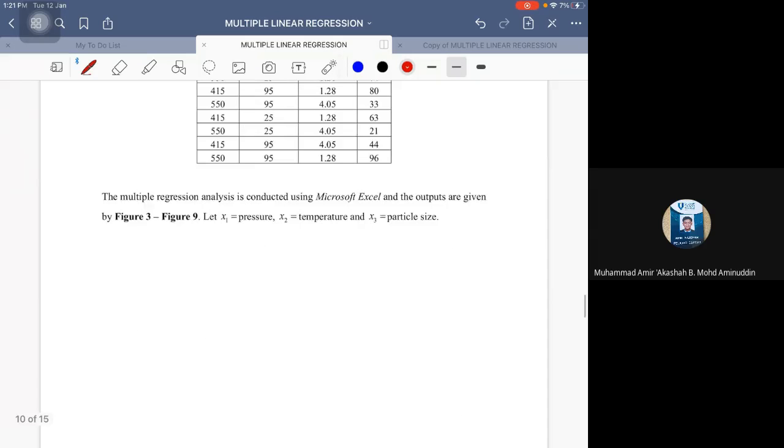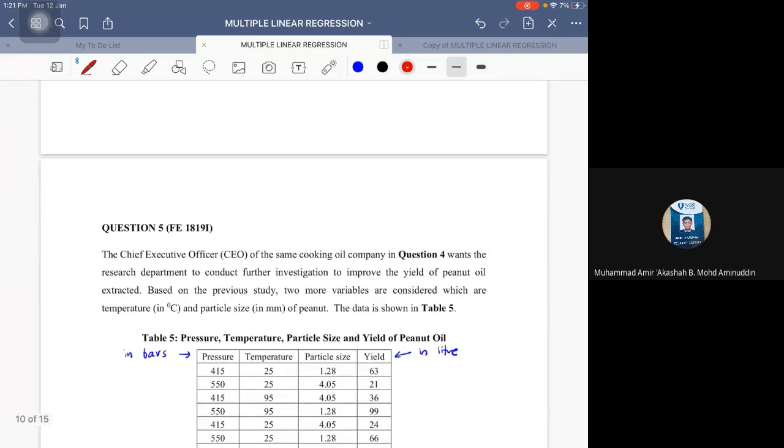But all you have to remember is that it's going to be when x increases by 1 unit. So 1 unit, for example, if I refer to this, 1 unit of this is going to be 1 degree Celsius for temperature. 1 unit of this is going to be 1 millimeter. Okay, and that is how you read the 1 unit.